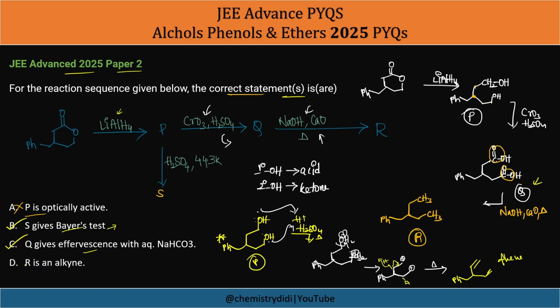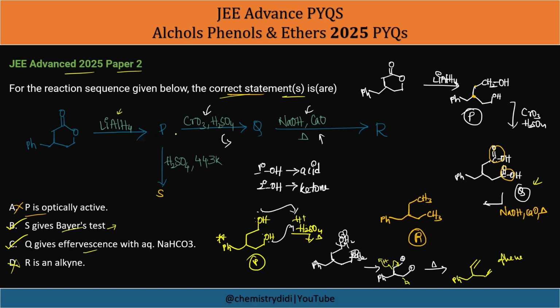And in the last option they were saying R is an alkyne. Where is R? Here this is R. This is not an alkyne, right? This is an alkene type of compound. This is not an alkyne, so this option is wrong. So you can see these two options are correct for this particular question. And if they had asked for the incorrect statements, then the other two would be correct. Okay, you just take care while reading the question. Just read the question properly, and I hope you have understood this question.